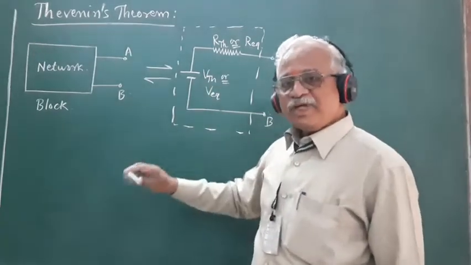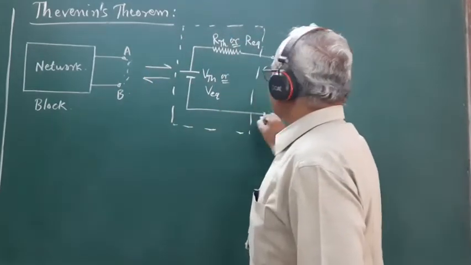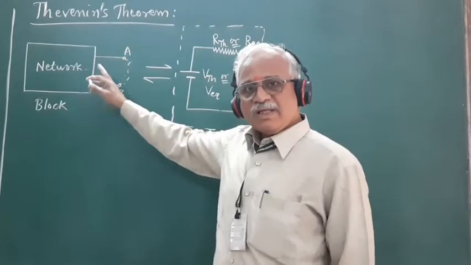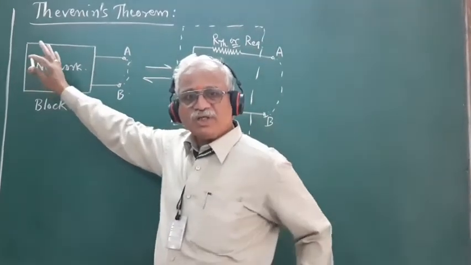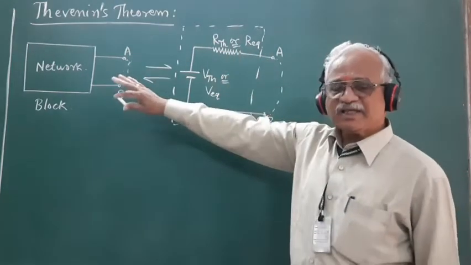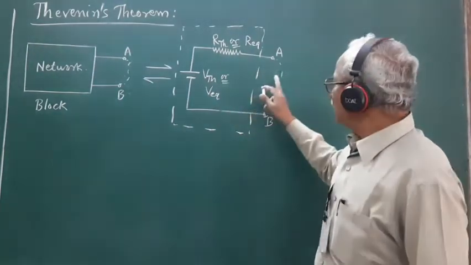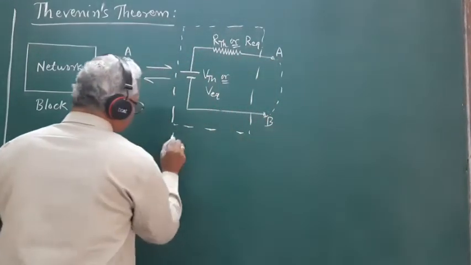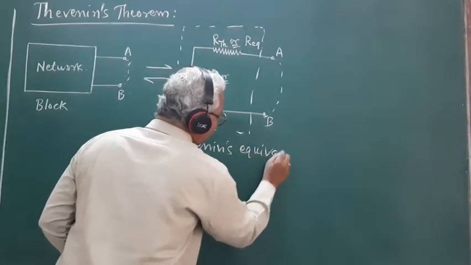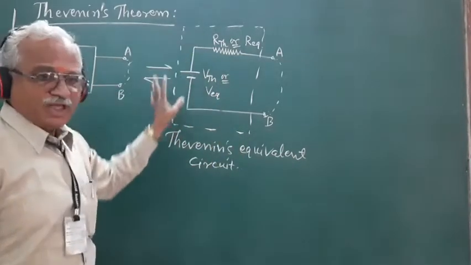or if we connect a load resistance across the terminals A and B here or A and B here, then the current flowing through this load resistance RL, whether the given complicated network is to the left of the terminals A and B or that complicated network is replaced by this Thevenin equivalent circuit, the current flowing through the load resistance remains the same. This is the Thevenin equivalent circuit.